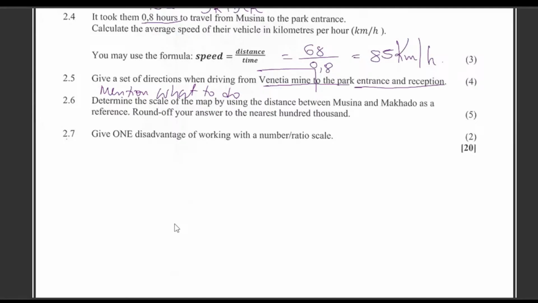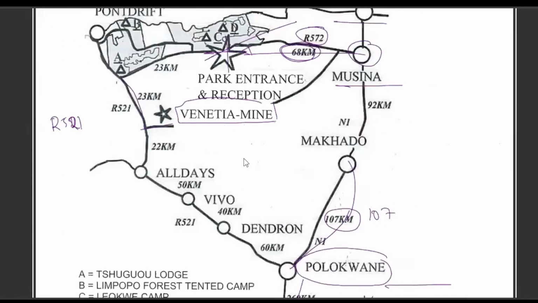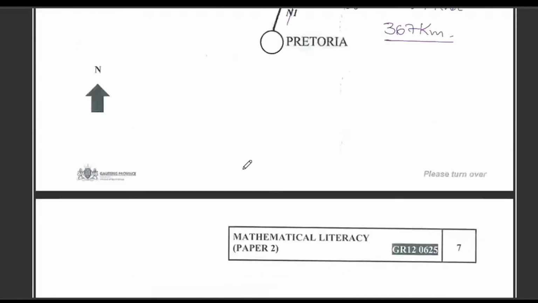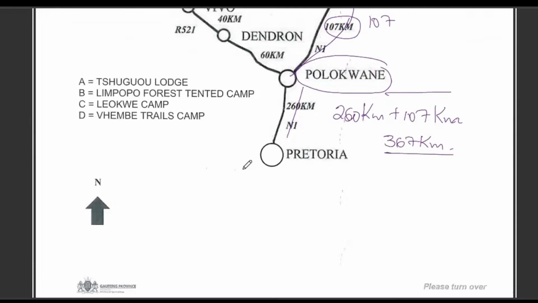They're telling us, give one disadvantage of using a number ratio, but before that, let's look at 2.6. They're asking us to determine the scale of the map using the distance between Musina and Mahado as the reference. Remember, when you look at these annexures, we are going to use the distance between Musina and Mahado. It's this one here. This is already in kilometers, so that means it's in real life. So what you're going to do is measure.